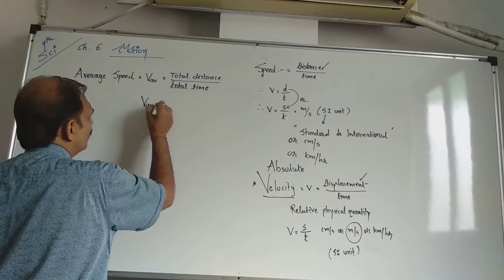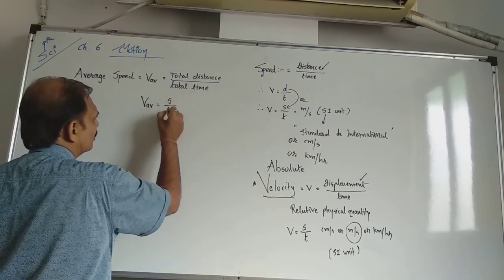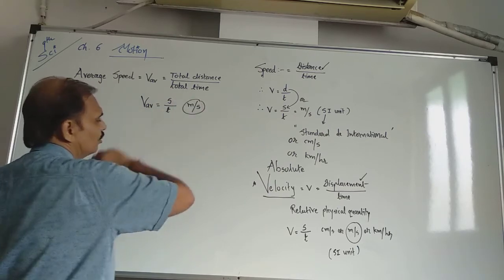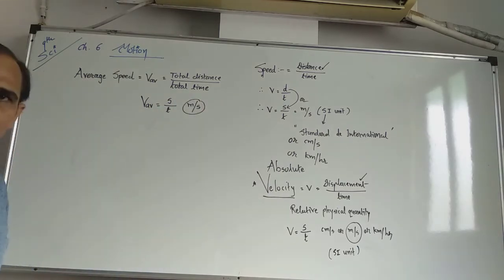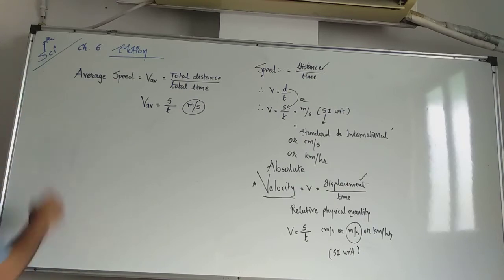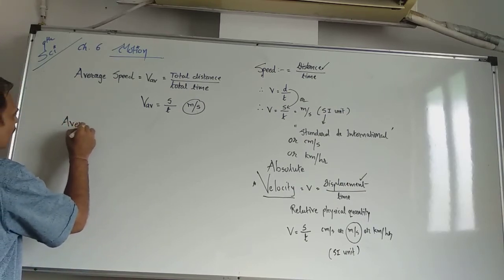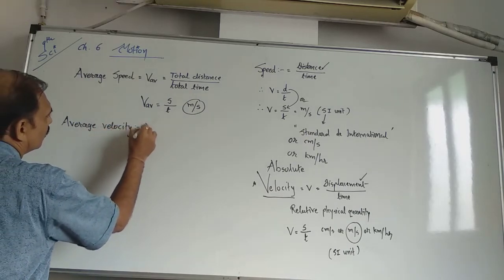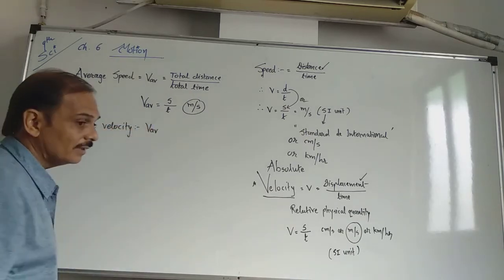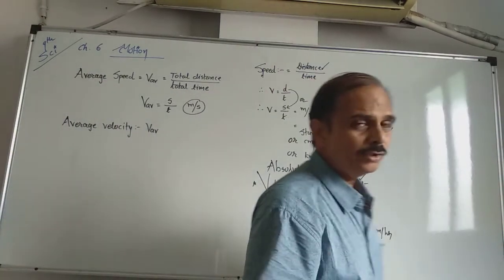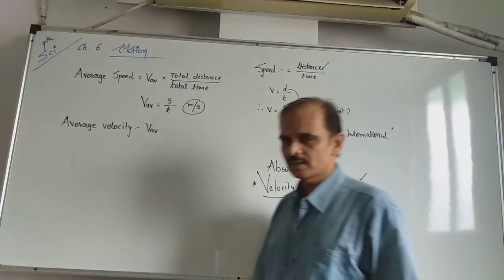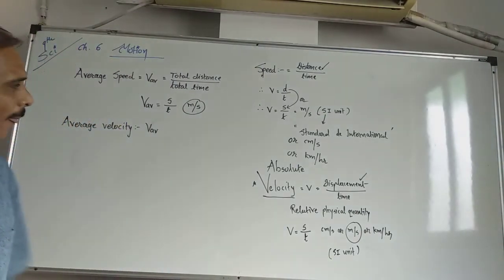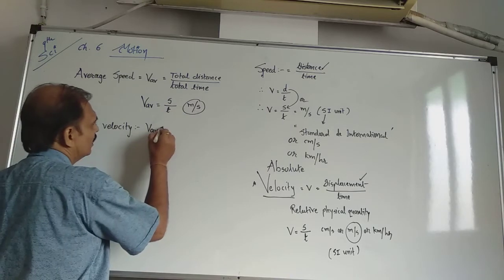Average speed equals distance, denoted as S, upon time, denoted as T. Once again, measured in meter per second. Here we should use only the SI unit. Okay? In the same manner, what do you mean by average velocity? V average again. See, the symbol is the same. A minor change is there, and that is what creates the problem. Okay? So average velocity is what?